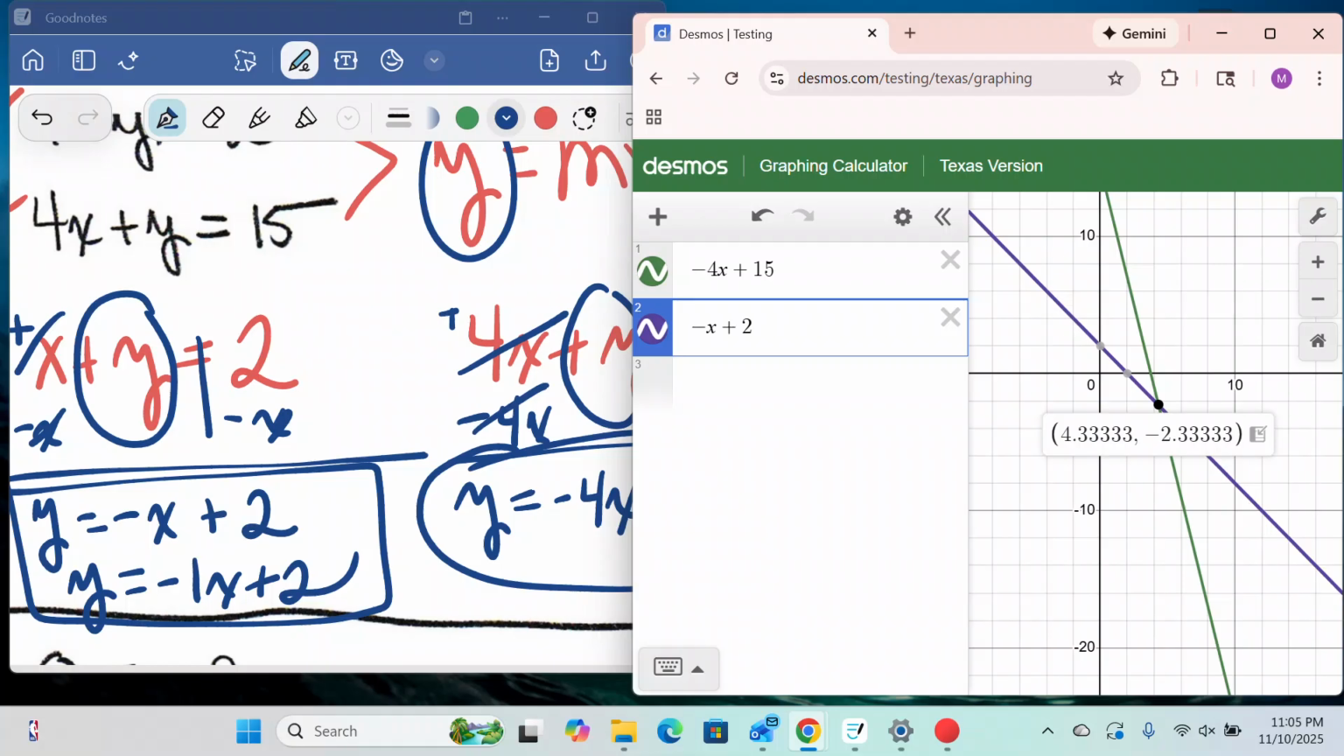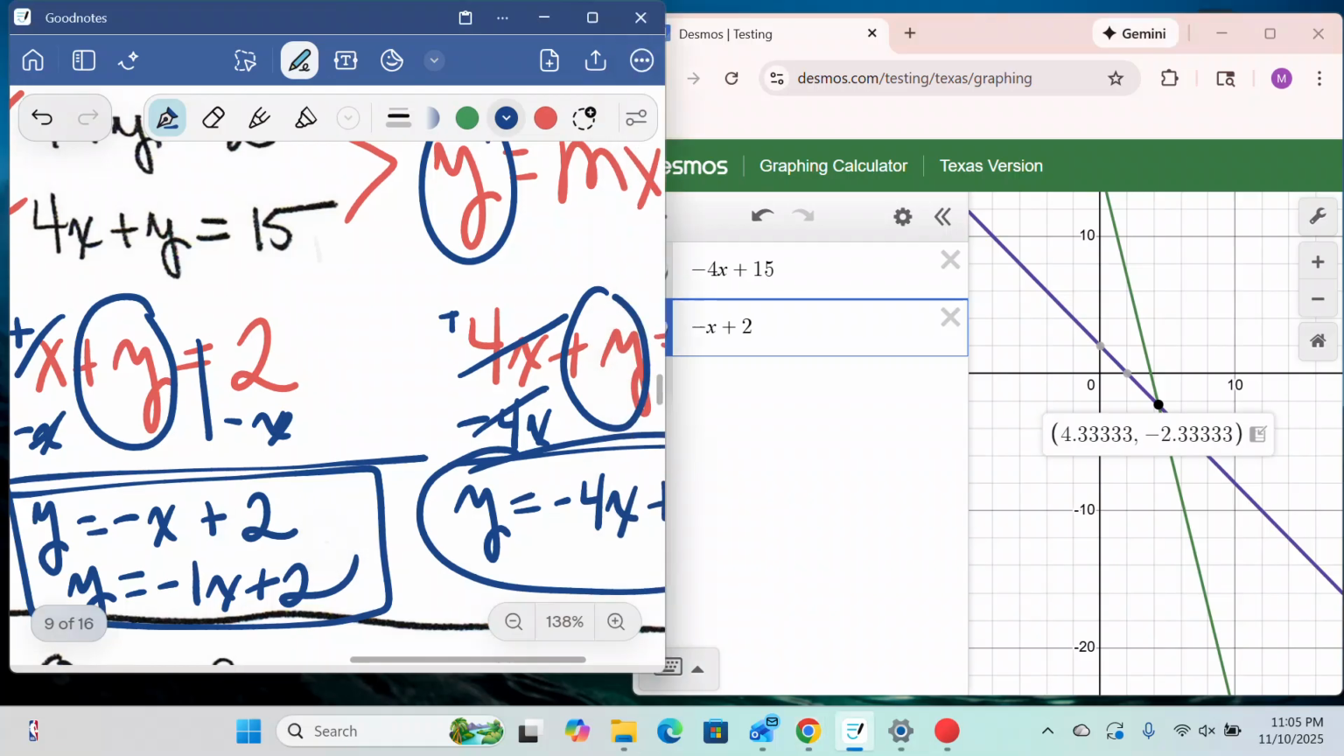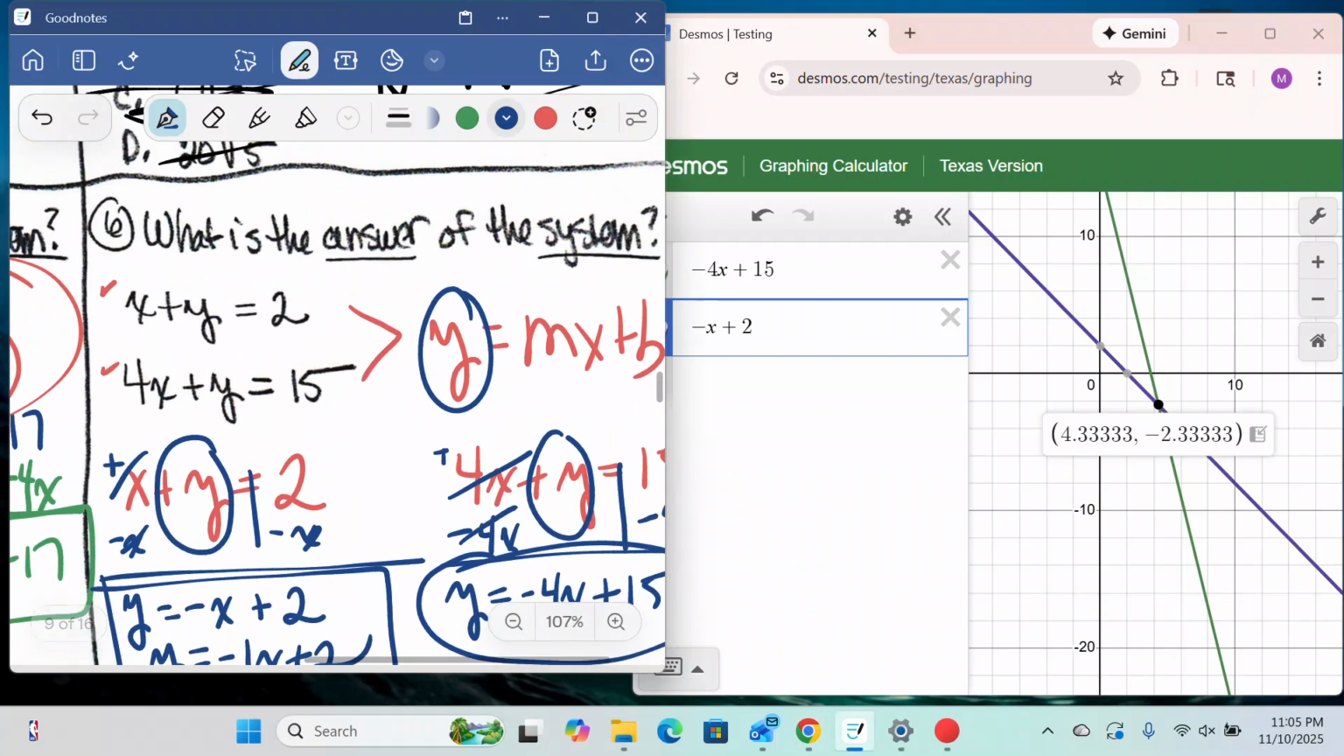4.3333, comma, negative 2.333, and that is my answer to this system of linear equations. And I'm going to write it here at the very top, the answer. 4.333 with a repeating, comma, negative 2.333, repeating, close. So that is my system. This is where it meets, and it only has one answer. Very interesting problem that you have to have an extra step.